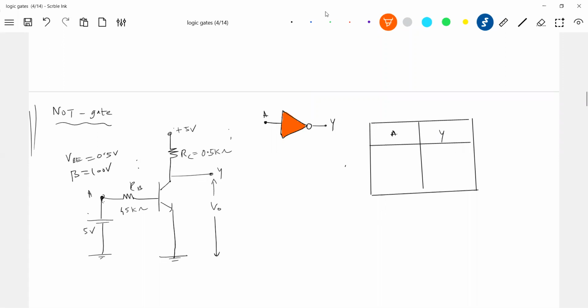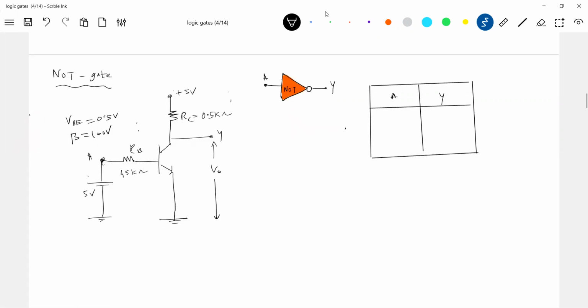Okay, what is this? This is called a NOT gate, NOT, or it is called negation, or it's called a complement. So what is this operation? What is the NOT operation? It is also called negation or complement.